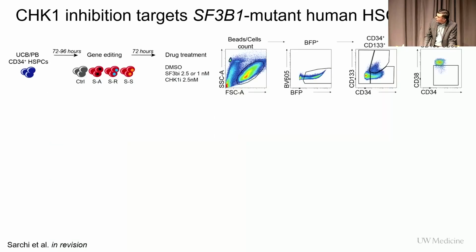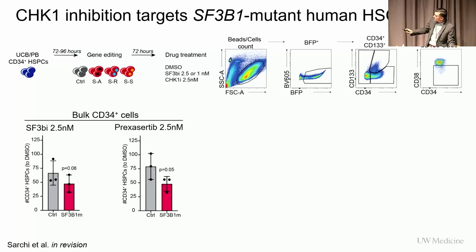What the system also allows us to do is look specifically at how the stem cells are responding to these inhibitors. Because if we kill progenitor cells, that's not terribly helpful. What we need to do is kill the disease-initiating cells. We can look at that using our system. When we look at bulk CD34 positive cells, they respond fairly well to both the SF3B inhibitor, pladienolide, and the CHEK inhibitor.